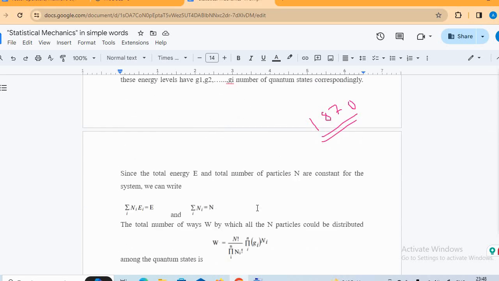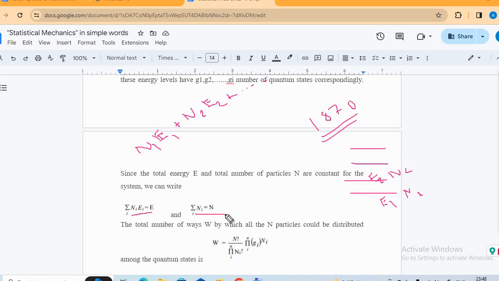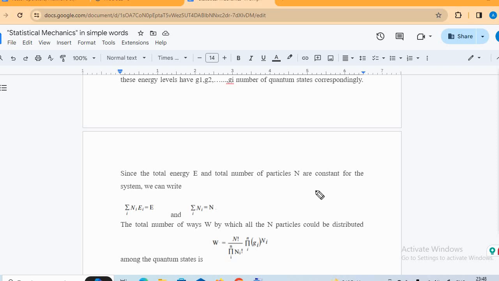Now when they are arranged, the total energy is given as N into E. One can think about the different energy levels: here we have N1 particles with energy E1, then N2 particles with energy E2, and accordingly they are arranged. So the total energy is given as N1 E1 plus N2 E2 and so on, the summation over all levels. And obviously the total number of particles is the summation over the individual energy levels. For Boltzmann particles, which are classical particles following Maxwell-Boltzmann statistics, they can be arranged by using this.